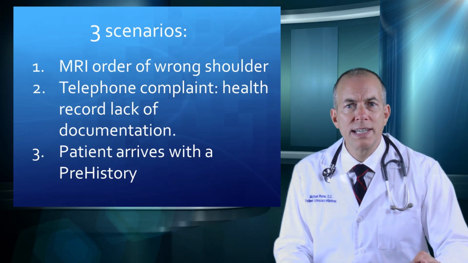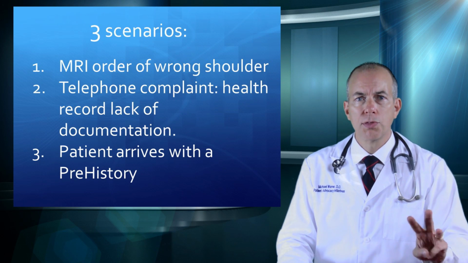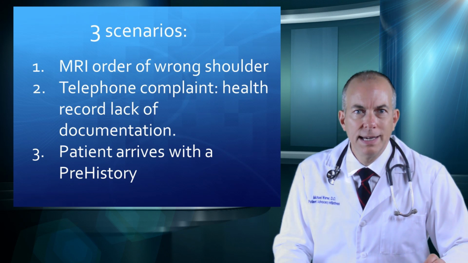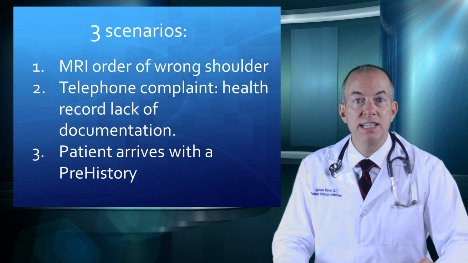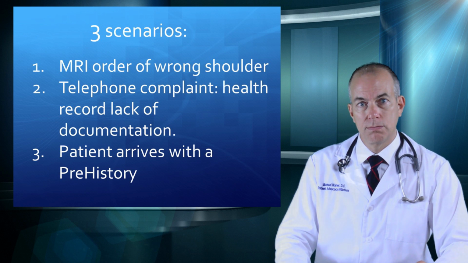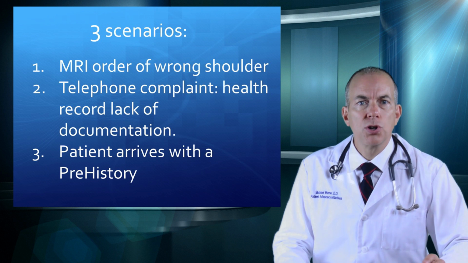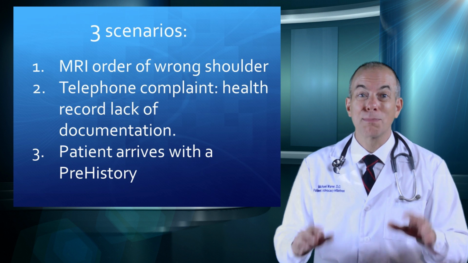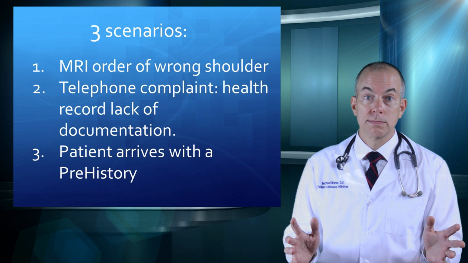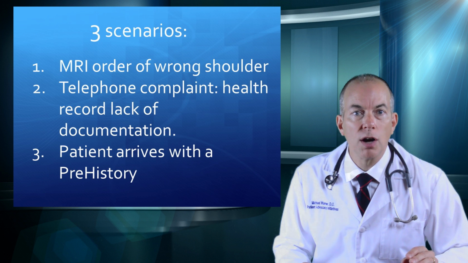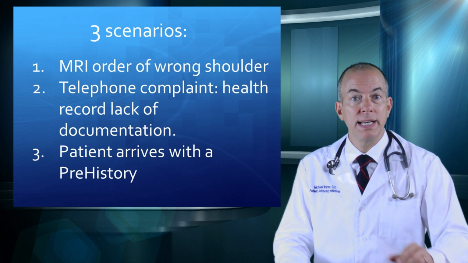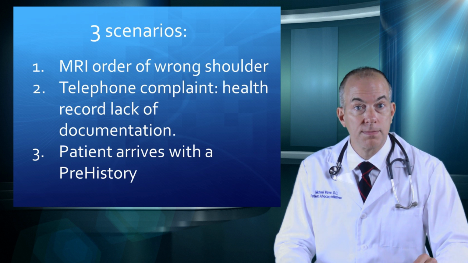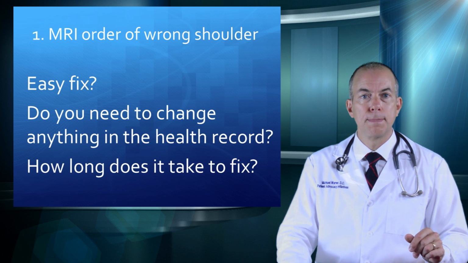To conduct a request to amend drill, please consider 3 scenarios. 1, an MRI is ordered of the left shoulder instead of the right, and the patient discovers this when he or she reads the order the day after a visit with you. 2, a patient calls the office and complains that the information discussed during the last visit with you was not completely documented in the health record. 3, a patient arrives at your office with a prehistory, with the intent to submit it as patient-generated health data and to also submit it as a request to amend the health record. So let's go through these scenarios.